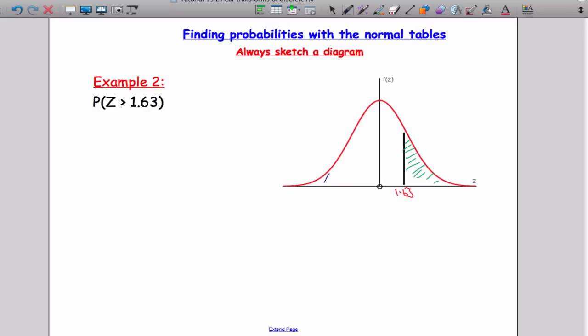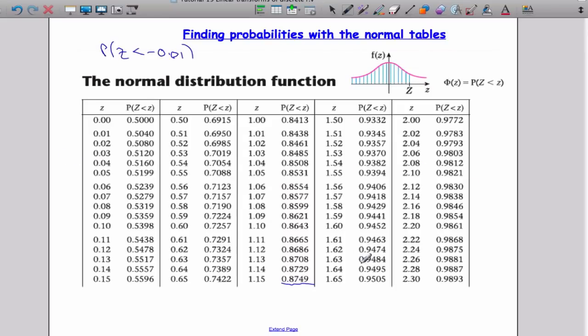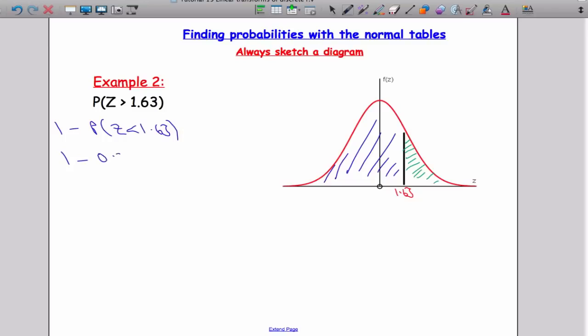So I'm going to work out the probability that Z is less than 1.63, and then if I subtract that from 1, I get my answer here for this area. So I'm going to work out this, and I'm going to subtract it from 1. So it will be 1 minus, let's go back to our tables, 1.63, which is over here, 0.9484.